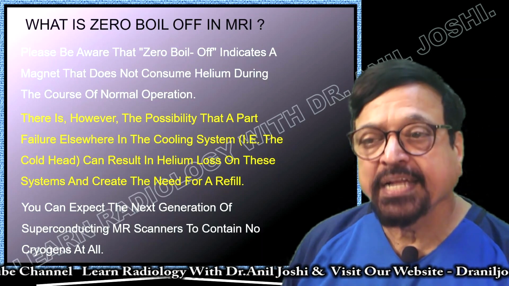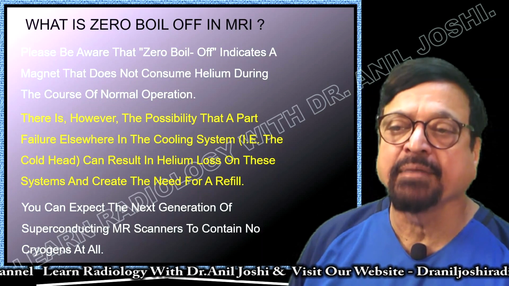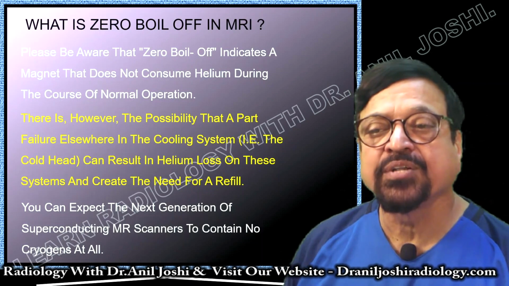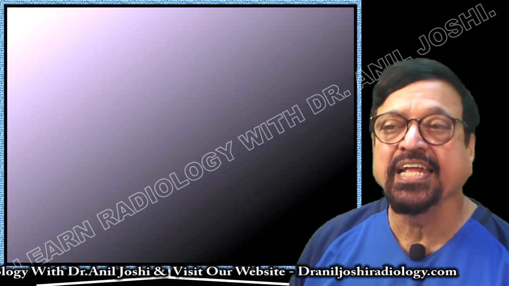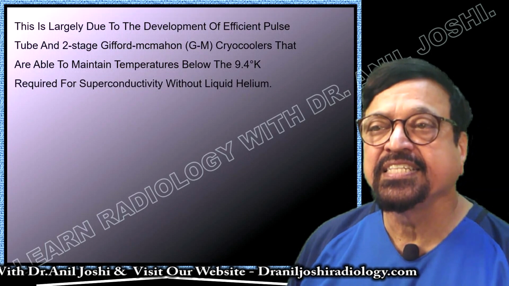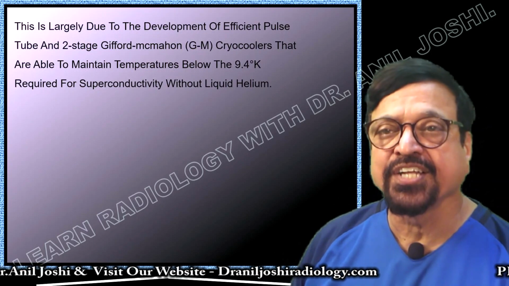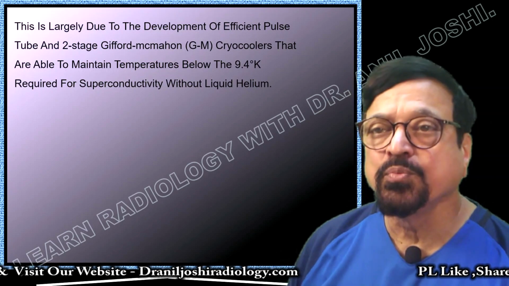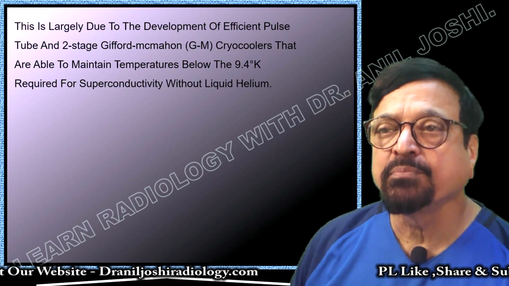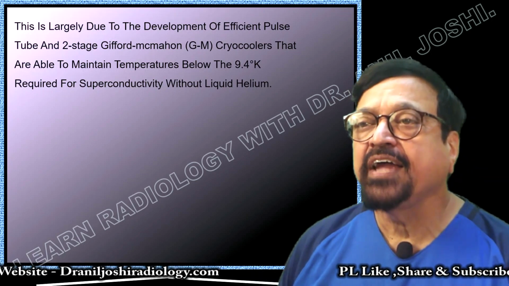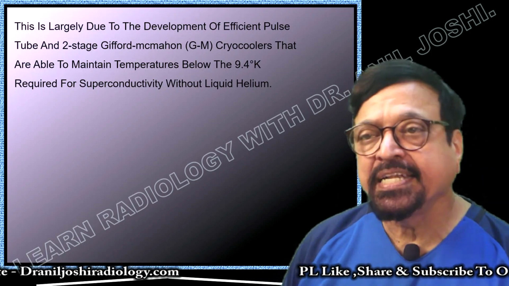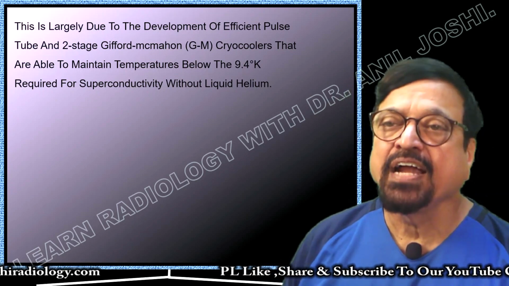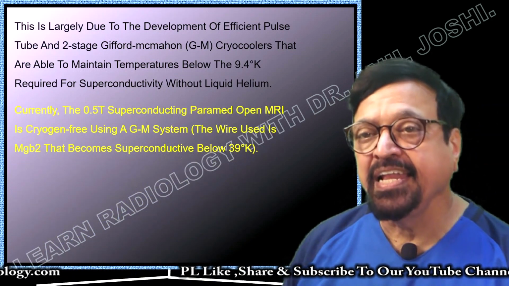You can also expect that the next generation of superconducting MRI scanners will not have any cryogens at all. So we are going towards a new generation, that is the latest technique in refrigeration. This is largely due to the development of efficient pulse tube and two-stage Gifford-McMahon (GM) cryo coolers that are able to maintain the temperature below 9.4 K required for superconductivity without liquid helium.